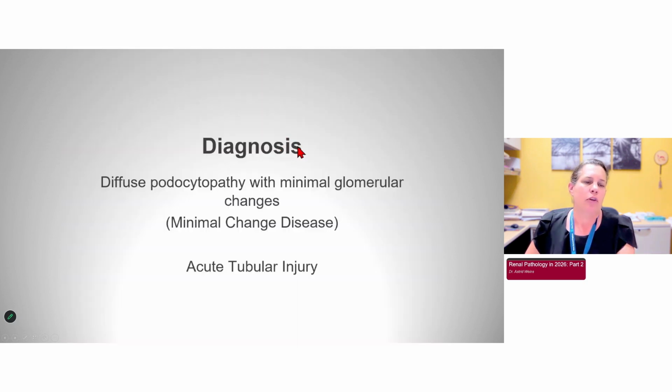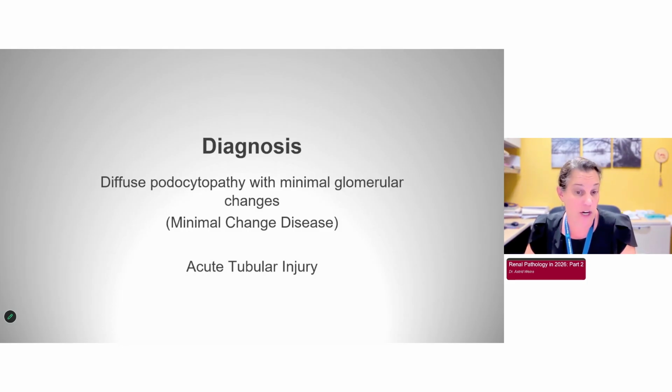So the diagnosis here that you can make as a pathologist will be a diffuse podocytopathy with minimal glomerular changes. So we would call that minimal change disease, and acute tubular injury as well, which is often associated with this and probably accounts for the creatinine rise in this patient. And we've actually seen patients going all the way to anuric kidney failure just due to the presence of nephrotic syndrome.